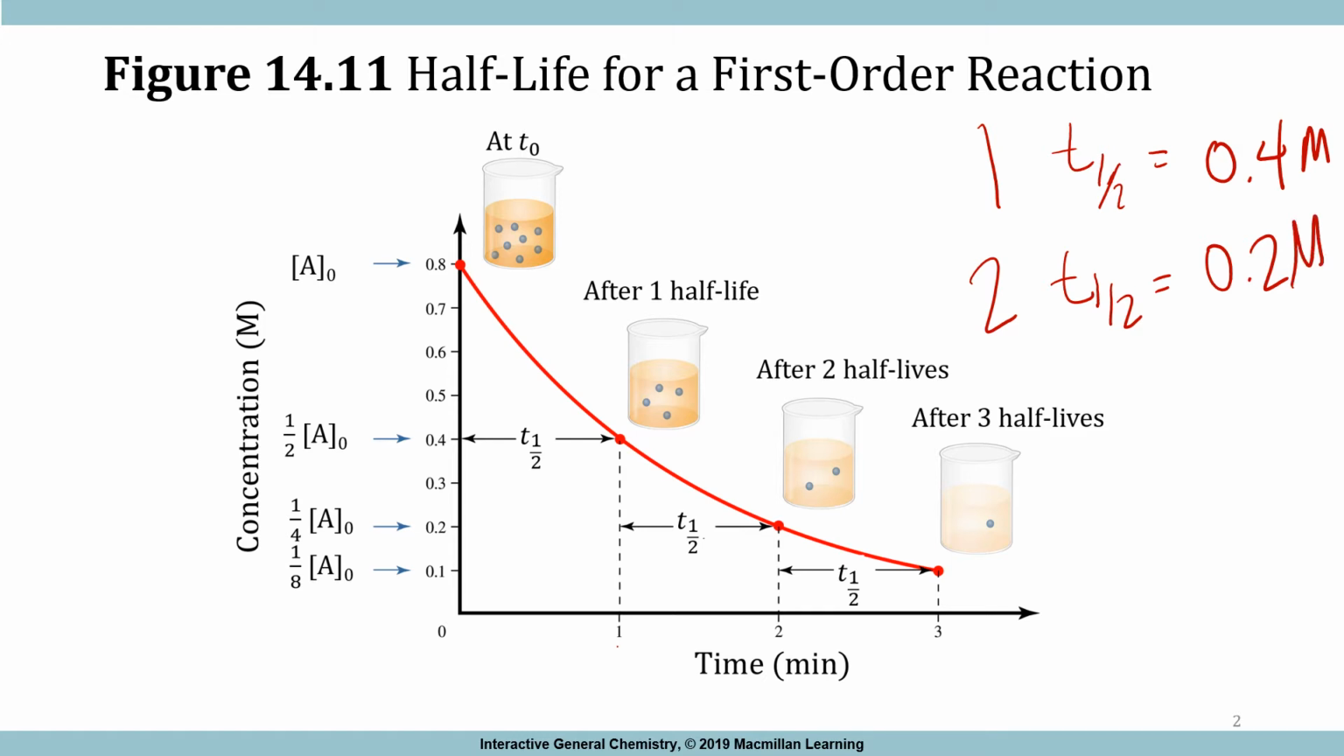After 3 half-lives, we will have half of that second half-life value, so 0.1 molar. It's tempting just to take the initial concentration and divide it by 3, but that's not the case here. You have to individually divide it by 2 for every single half-life.